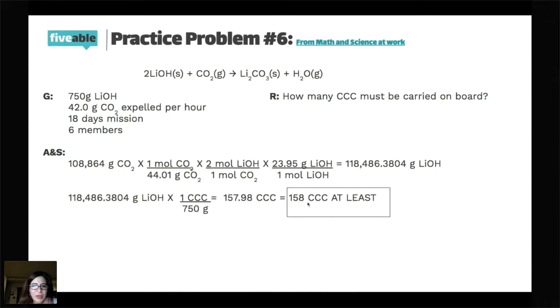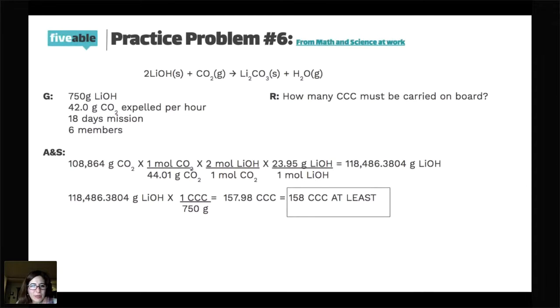Since these are units, it doesn't make sense to use the sig figs. It makes sense to make a count. So you will need 158 CCCs at least. That would be the minimum because the carbon dioxide that they gave us was an average. I would certainly like to take more, right? Because you don't know if it's going to be a stressful day. I wouldn't want to be in a situation in space where I will run out of these cartridges. So 158 would be the least amount that the mission has to take into space.